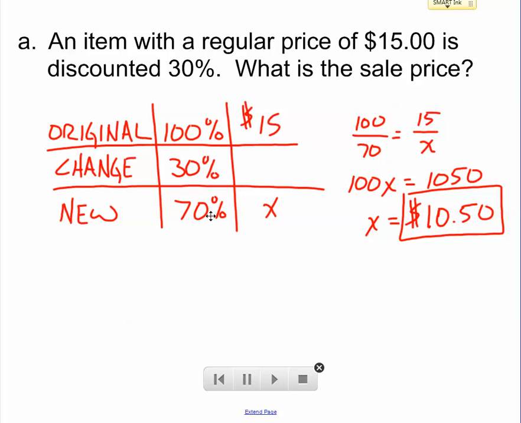100% minus 30% is 70%. $15 minus the discount is $10.50. We could go back and figure out the change now. It's $4.50 that they took off, but that's not what they were asking for. Do this a few more times.